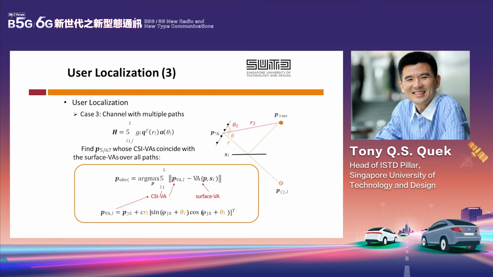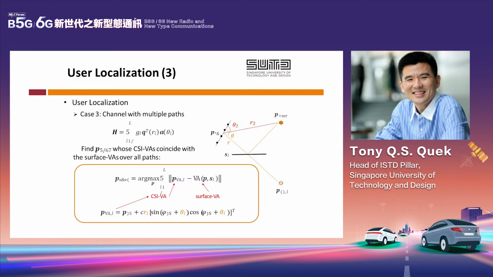Now, what happens if you have a lot of paths? As we see in the multipath channel model, a sum over L paths, if I estimate L, I know the exact number of paths. Likewise, we can still find the user from the CSI of the virtual anchors. The virtual anchors will coincide with the surface, with all the reflections coming over here. And essentially what we can do is find the position of the user.